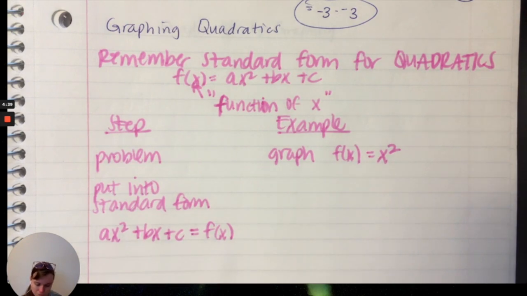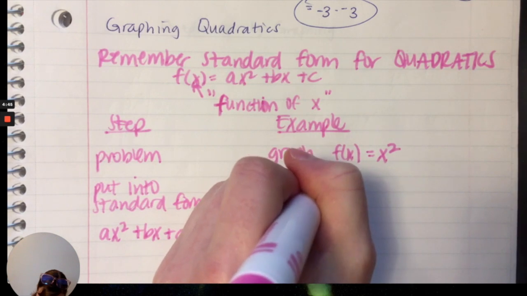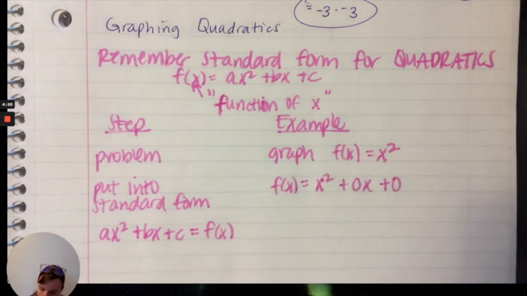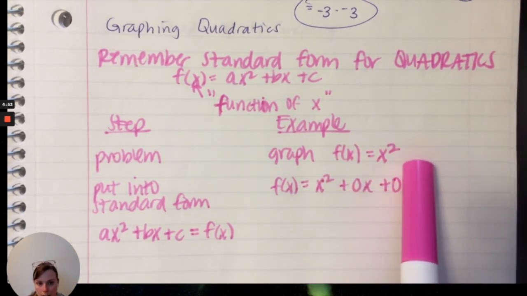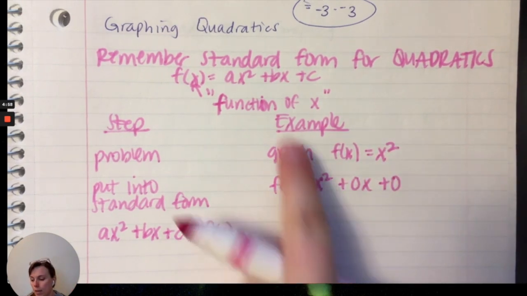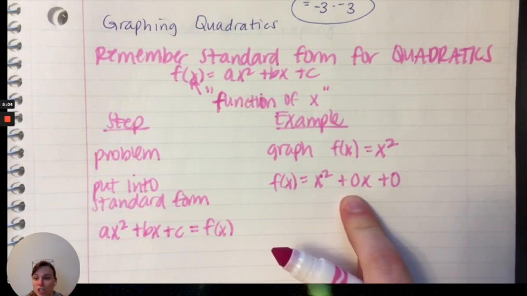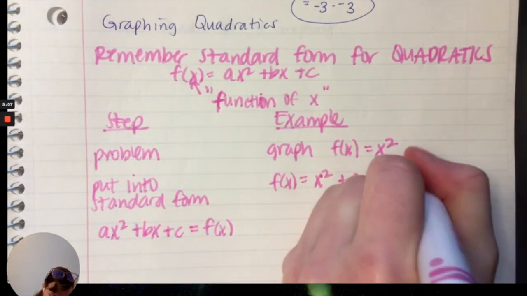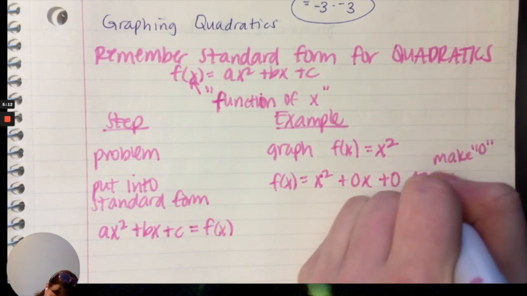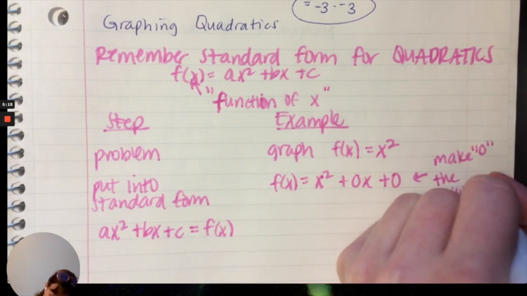Okay, so I'm going to have f of x equals x squared plus 0x plus 0. So notice that because it was so basic, x squared is going to come down, but I still have to show that bx and c exist. So I'm going to put zeros there because they're just invisible zeros, so we can see the invisible b and c.